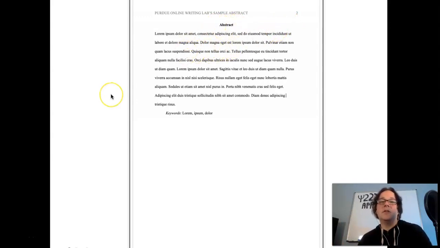Abstract gets its own title, centered, bolded. We don't indent here, and this is about the size of an abstract. It's about as much space as you get, about as many words as you get, to tell your reader what your study is all about. So definitely not an easy thing to do.